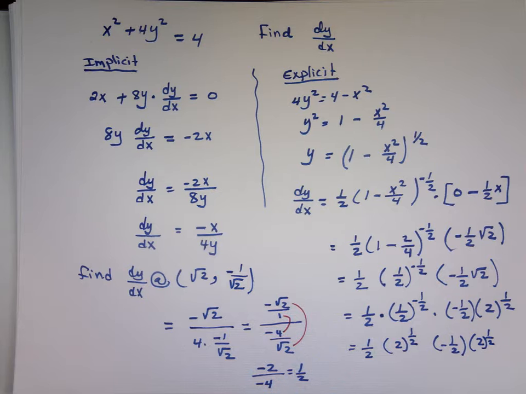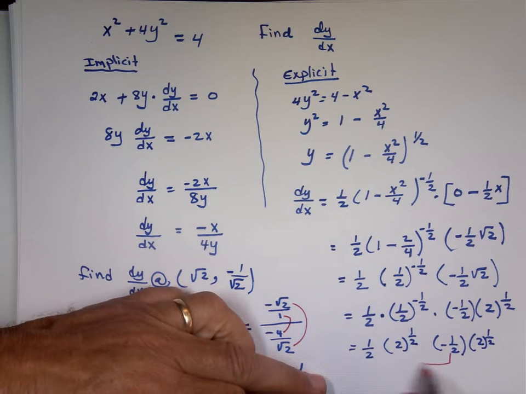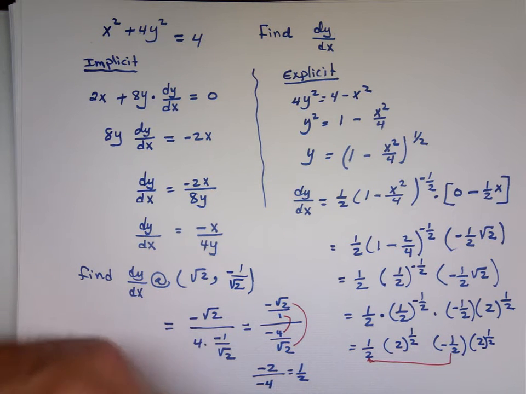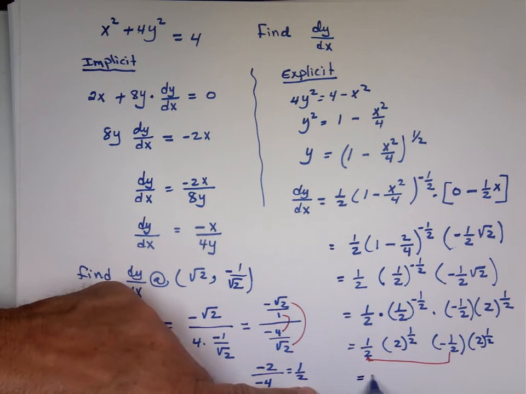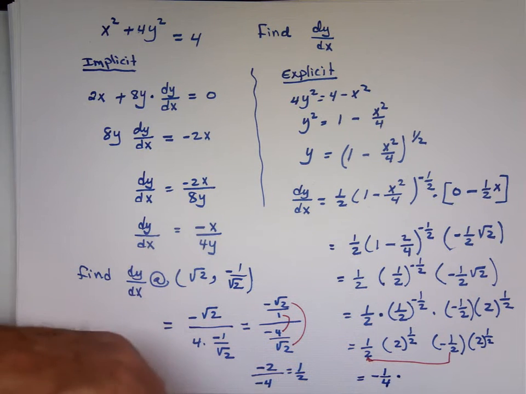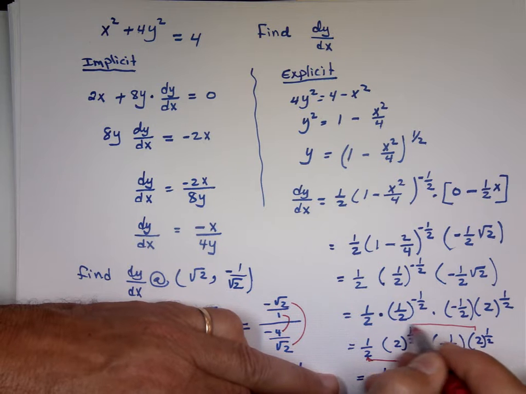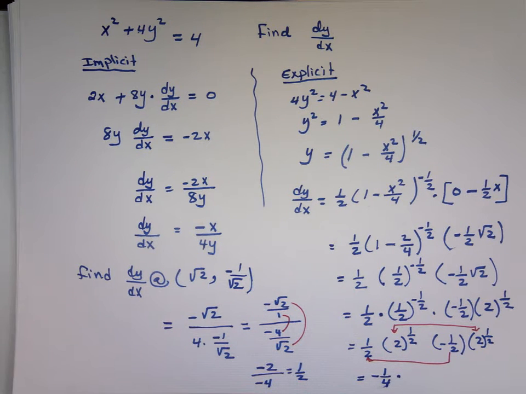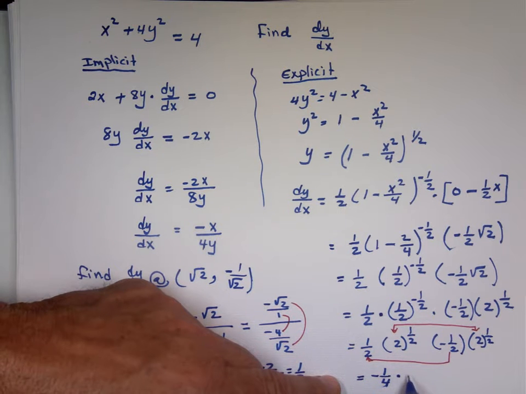You're multiplying 4 things. Doesn't matter which 2 you multiply first. Let's look at this. What's 1/2 times a negative 1/2? Isn't that a negative 1/4? Times 2 to the 1/2 times 2 to the 1/2. When you multiply, don't you add the exponents? Yeah, so you just get 2 to the power of 1, which is 2. The result is negative 1/2.